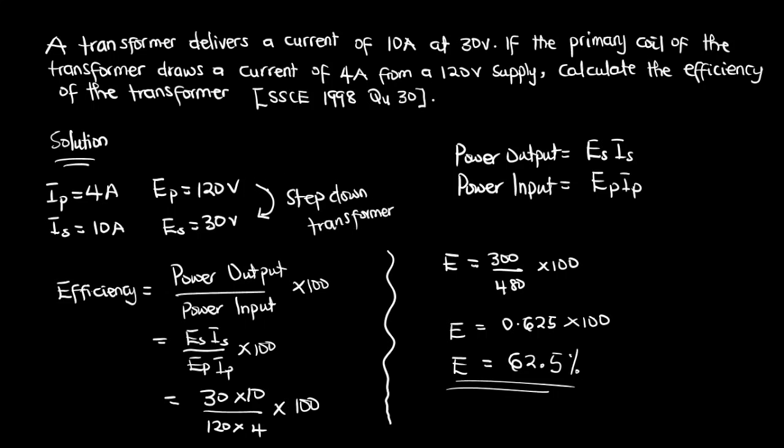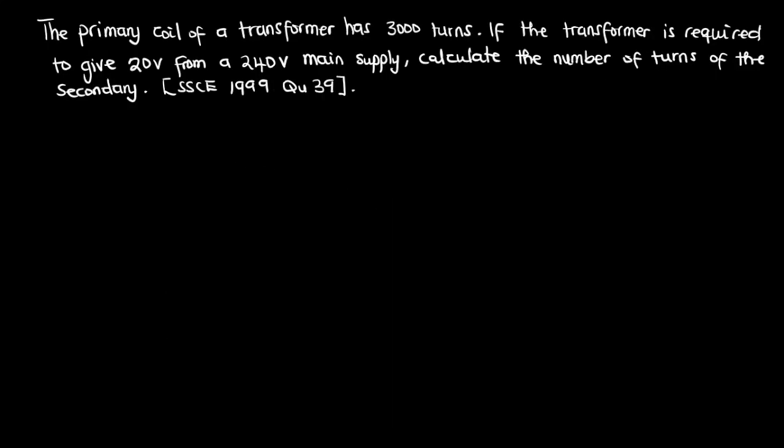In as much as the voltage is reducing from 120 to 30, you can realize that the current inside is rather increasing. That is the relationship between the voltage and the current. They are inversely proportional when it comes to transformers. All right, so let's have a look at another question.